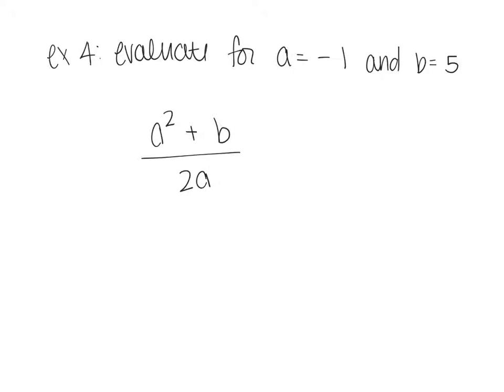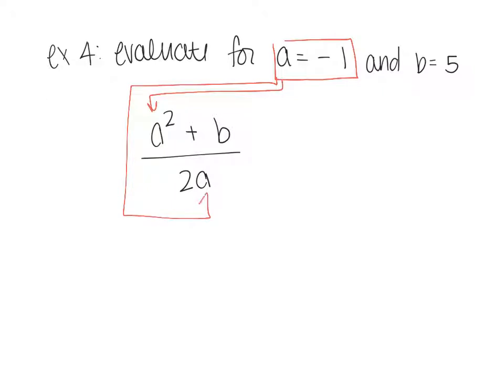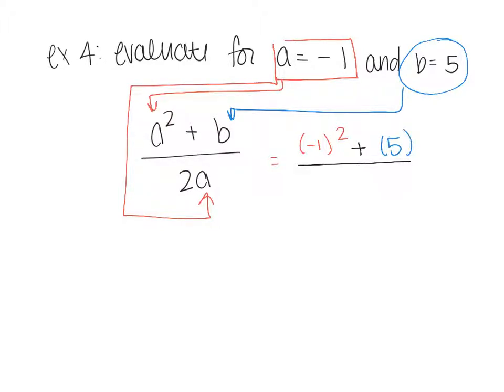Final example, evaluate for a equals negative 1, and b equals 5. So that means where I see an a, I'm going to plug in a negative 1. And where I see a b, I'm going to plug in a 5. So a squared, well, a is negative 1 squared plus b, which is 5, all divided by 2 times a, which is negative 1.